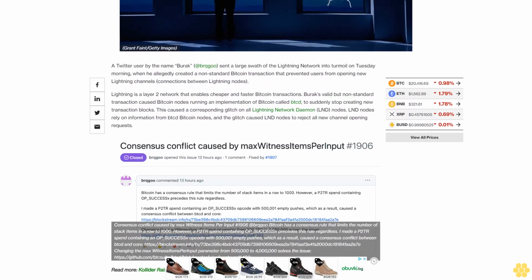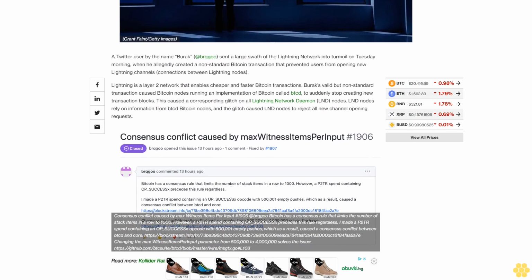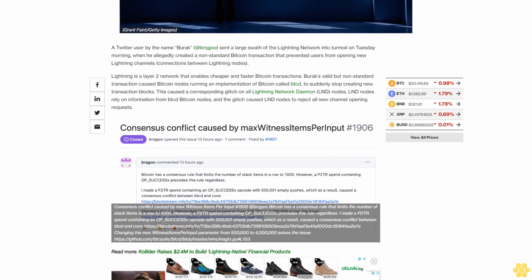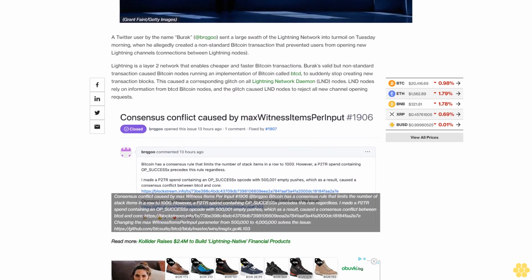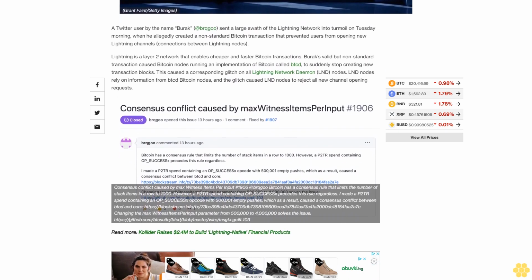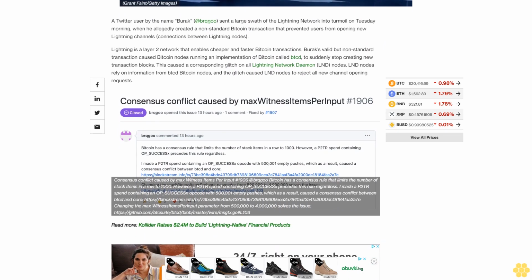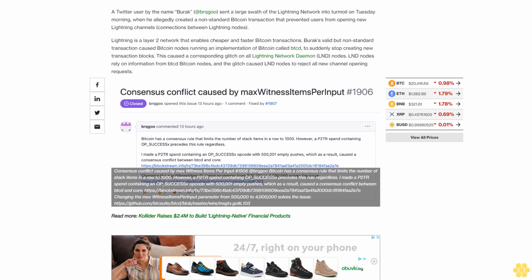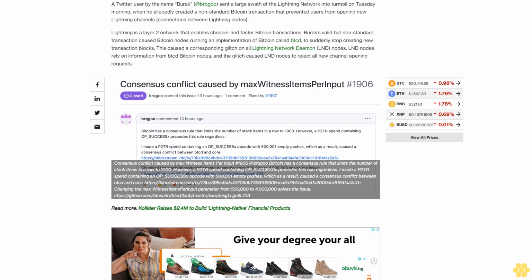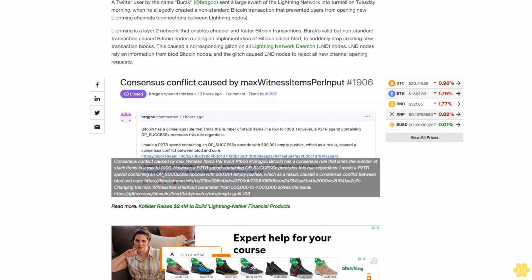Nevertheless, one could argue the community's anti-fragility was on full display. Core Lightning, CLN, nodes that rely on Bitcoin Core, the most popular implementation of Bitcoin, were unaffected, although this seems to have been by design. Additionally, the bug Burak exploited was quickly patched, thanks to Elle Mouton and Oliver Gugger.